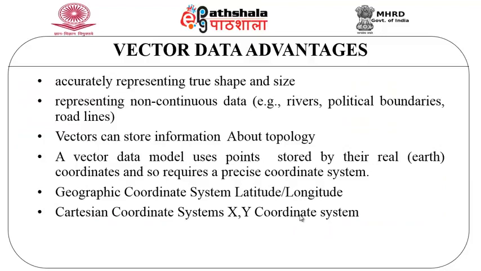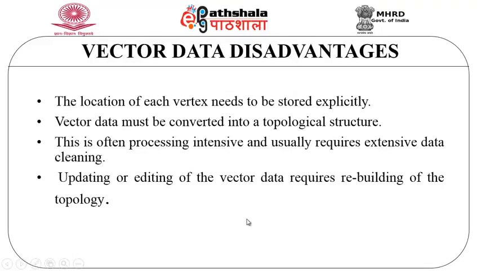Some of the advantages of vector data are, they accurately represent the true shape and size of the data set, and they also represent non-continuous data, for example rivers, political boundaries, road lines, etc. Vectors can also store information about the topology. A vector data model uses points that are stored by real coordinates and so requires a precise coordinate system. The geographic coordinate system is actually the latitude and longitude. In the case of the Cartesian coordinate system, we call it an x and y coordinate system.